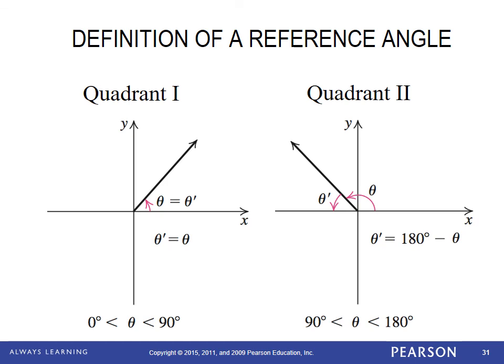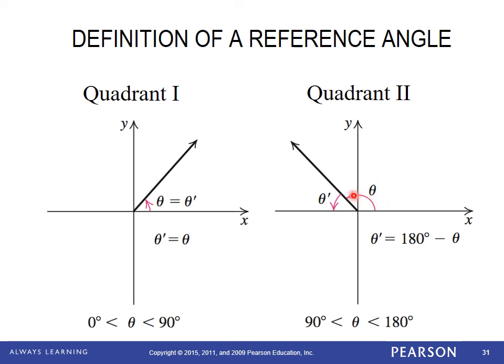All right, so let's take a look at 4 different possibilities. Possibility 1, what happens if it's in quadrant 1? If we take a look at this here, theta, the angle itself, is actually also the reference angle, or theta prime. They're the same exact thing, because the angle formed between the terminal side and the x-axis is theta over here. Good there.